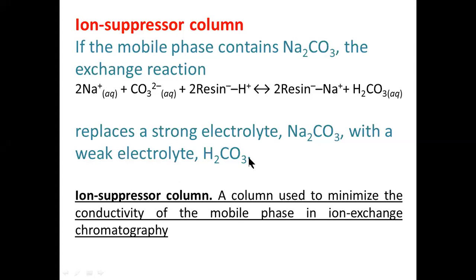So you should remember about this ion suppressor column that if you are going to use an electrical conductivity detector and cation exchange resin for the separation of cations, the suppressor column must contain anion exchange resin. The anion exchange resin will be involved in the exchange process, and the anion of the anion exchange resin is going to be replaced, and the cation of the mobile phase will react with the anion of the anion exchange resin to produce a neutral solvent or inactive solvent, so that it will not exhibit any electrical conductivity. So this must be the important point you need to remember always.